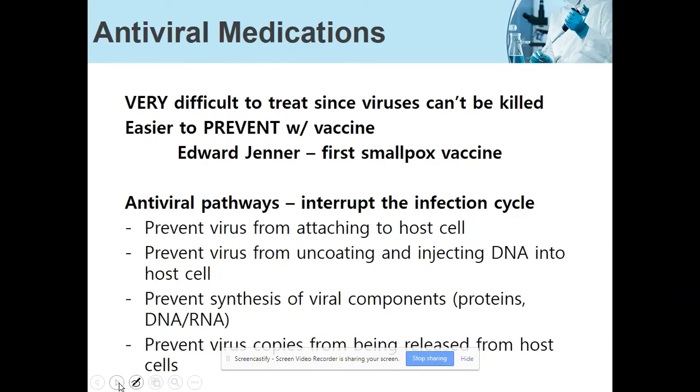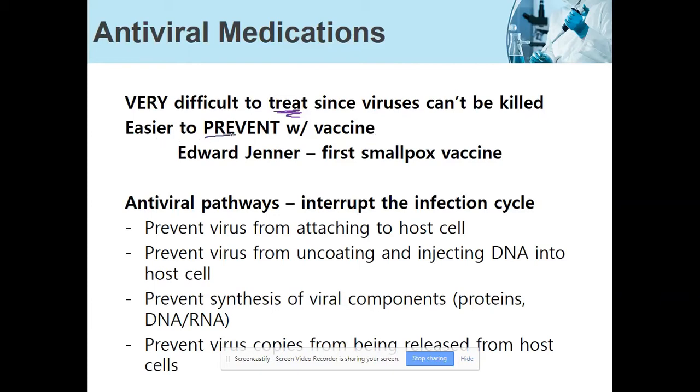So thinking about those life cycles of viruses, our antiviral meds try to interfere with different parts of those cycles. So we're going to look at those over the course of the next couple of slides. First, we're going to talk about what would be better. So it's actually really hard for us to treat viruses because we can't kill them. We can't use antibiotics because antibiotics like penicillin interfere with cell wall production. Viruses don't have cell walls, so antibiotics don't do anything for viruses.